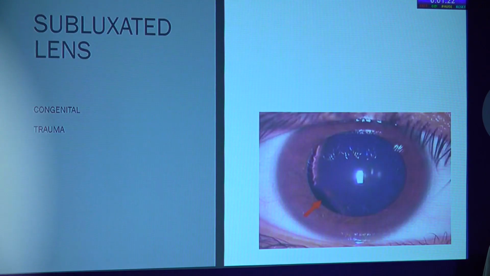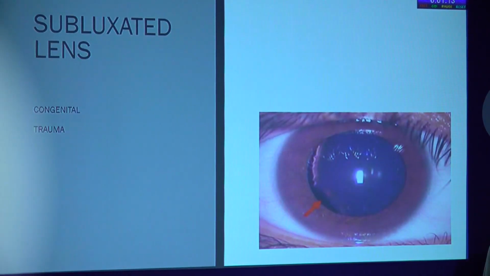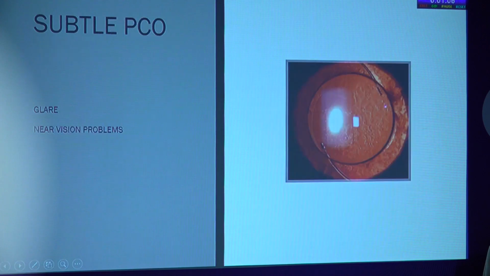Similarly, in the lens, congenital or traumatic subluxations, especially if they are of only 1 or 2 clock hours, can be easily missed and require a dilated examination to come to the diagnosis.